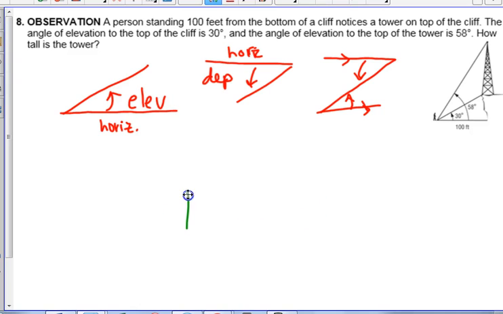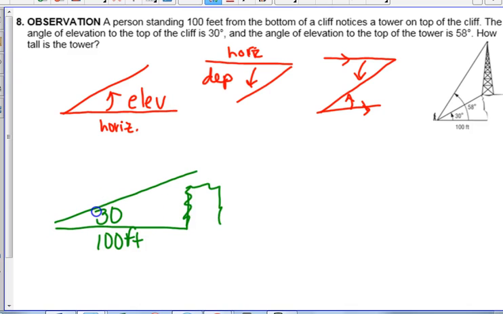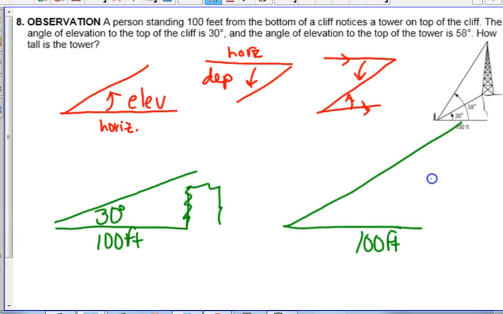Here we go. This time, a person is standing on top of a cliff. Okay, here's our cliff. He is 100 feet away from the cliff, and when he looks up to the top of the cliff, it's 30 degrees. Then he thinks, what if I look up a little higher? I actually see not only the cliff, I see a tower on top of the cliff. There's his tower, and if he has to look up to the top of the tower, it's 58 degrees.